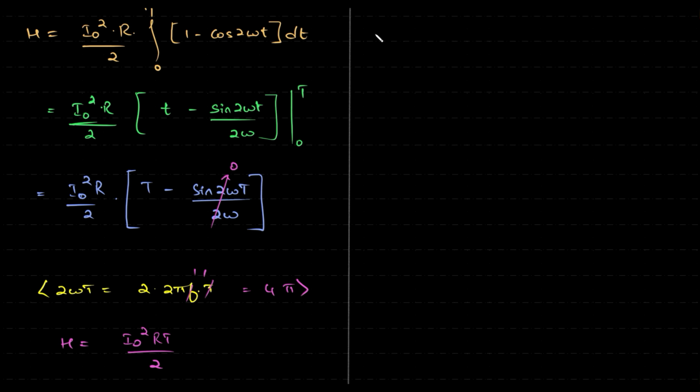Now, we define I RMS to be the current which produces a heat equal to I RMS squared R T. So for one complete cycle, for this amount of current passing through this resistance, this is the amount of heat being generated. This is as per the definition, right? That's the whole definition.